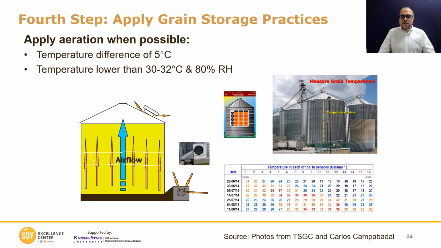One key thing to understand when doing aeration is that the best way to do it is by having temperature cables that tell you the actual temperature of the grain. You can notice if there's an increase in temperature, so you can apply aeration. Also, while you're doing aeration, those same temperature cables will tell you how the airflow front is cooling down the grain. So it's one of the typical things that you can do.